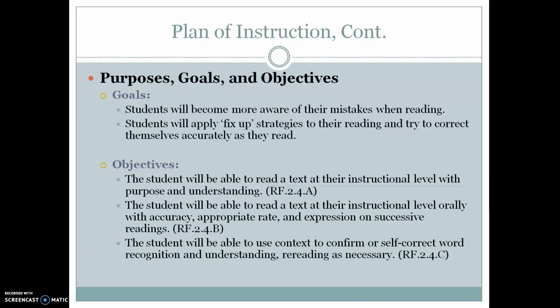The student will be able to read a text at their instructional level with purpose and understanding. So I think that them understanding their miscues and fixing their miscues will help them read with understanding. The student will be able to read a text at their instructional level orally with accuracy, appropriate rate, and expression on successive readings. The student will be able to use context to confirm or self-correct word recognition and understanding, rereading as necessary. And this was used a lot throughout my lesson.